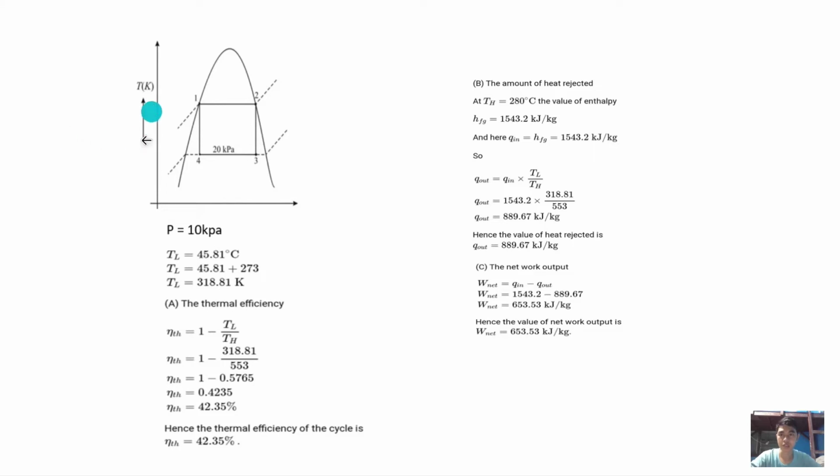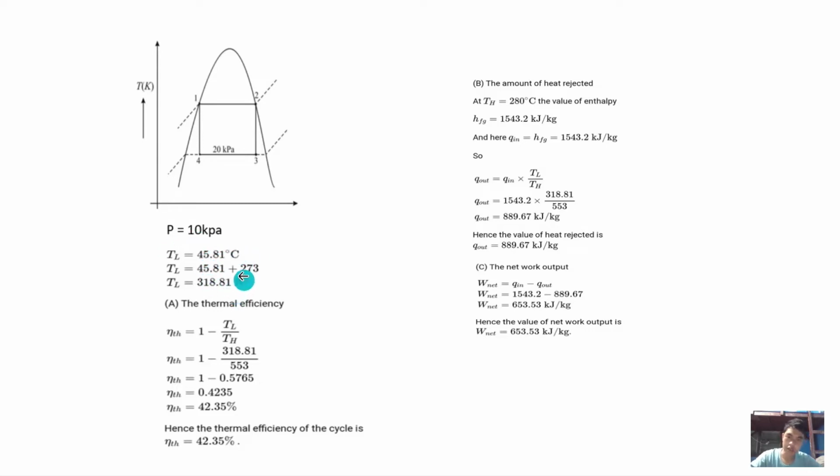So now the TS diagram. The pressure is 10 kPa. The 280 Celsius comes from the high temperature, so T1 and T2 are equal to each other.